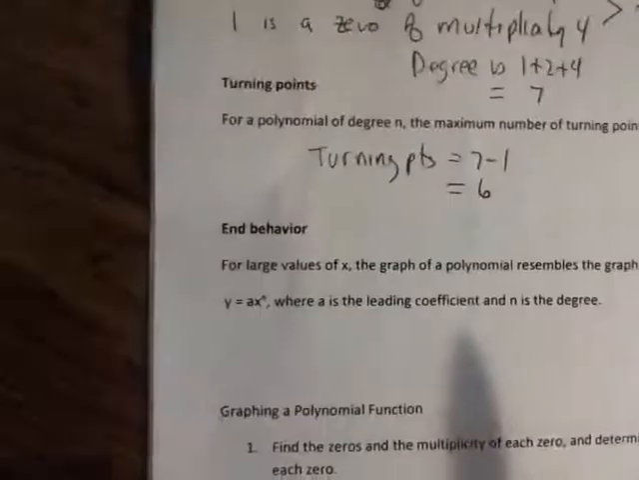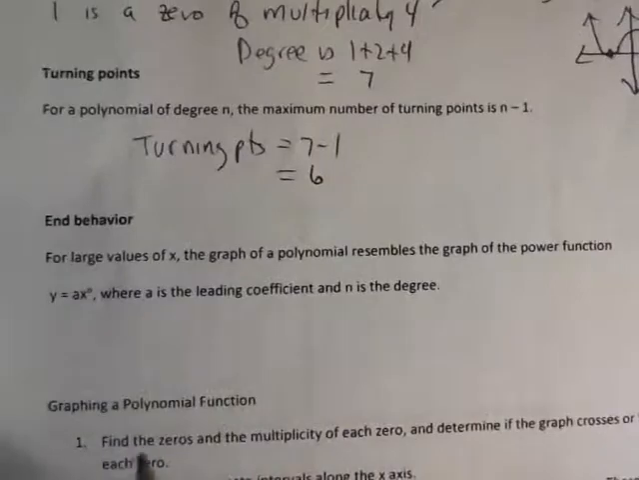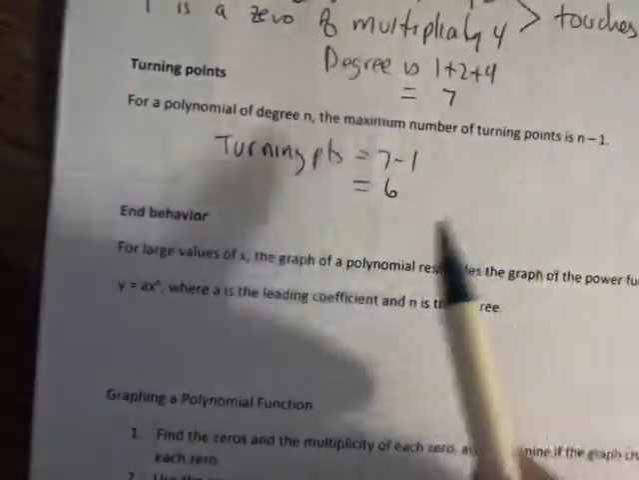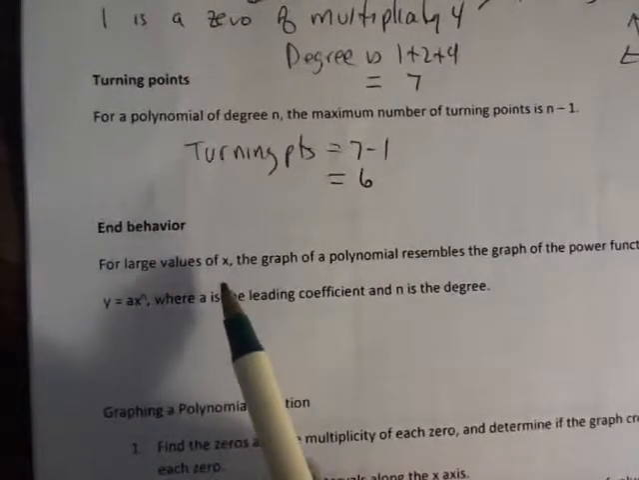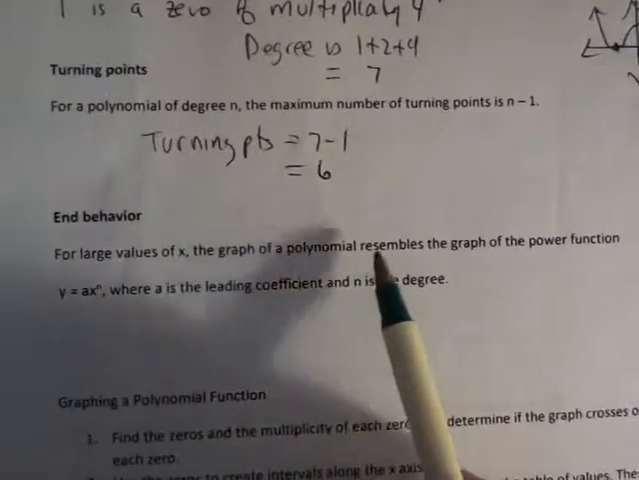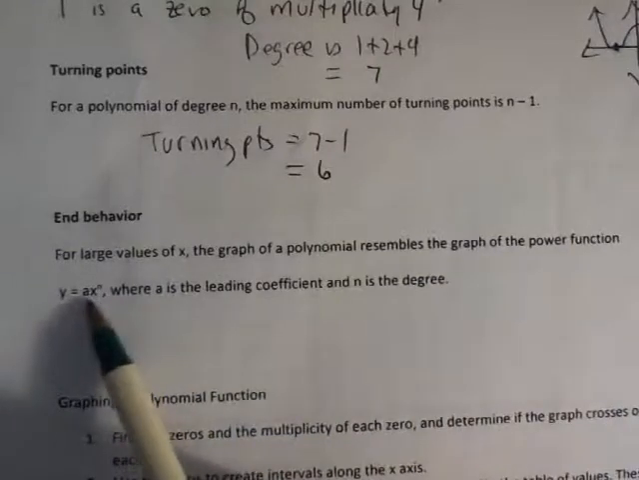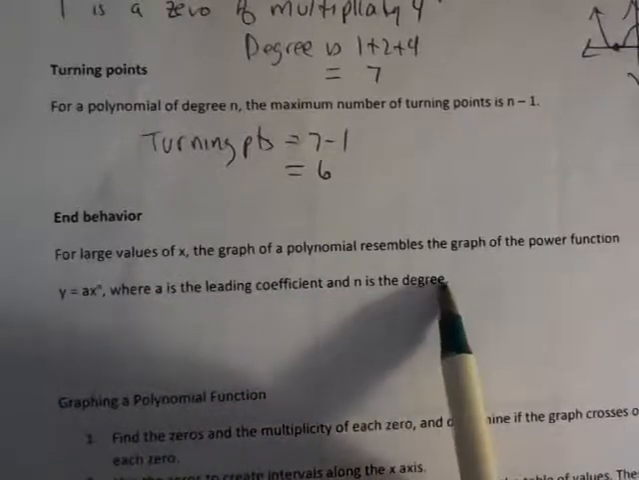The next item is what we call end behavior. It's sometimes hard to see this, because we always look at our graphs on a very small scale, a very limited number of x values and y values. But when x gets really, really big, like 100, 100,000, a million, whatever we're talking about, the graph of the polynomial just resembles the graph of the power function y is ax to the n. Now, you don't need to visualize that. You just need to know how to write it. So the letter a is your leading coefficient, and n is the degree.